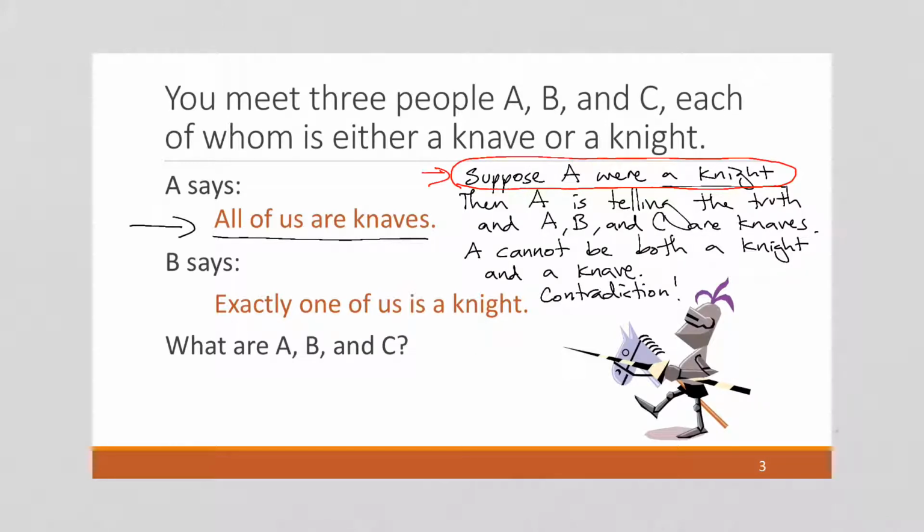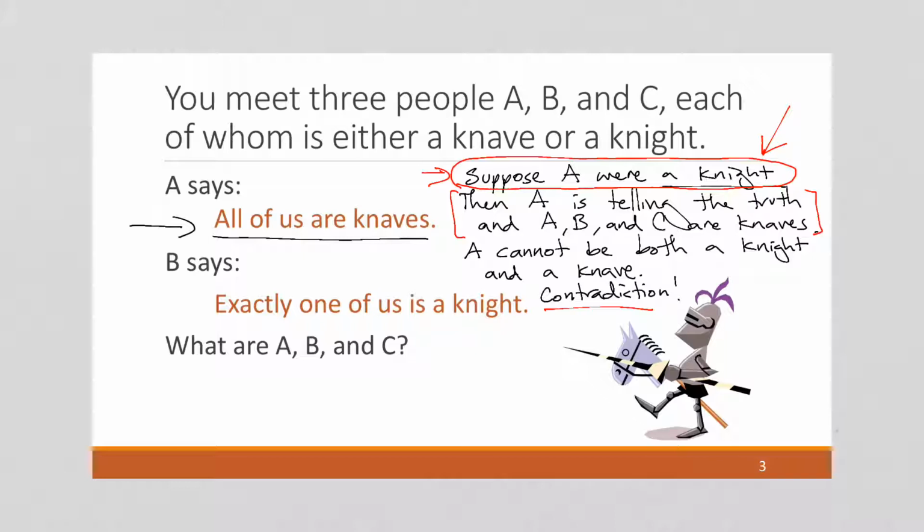Everything else followed logically. So we say, suppose A were a knight. We don't know. We're just guessing. Then, if A is a knight, he must be telling the truth. And if he's telling the truth, then A, B, and C are knaves. Right? So this next step follows logically from the first. So if this logical argument leads to a contradiction, then we know that this first thing that we said must be false.